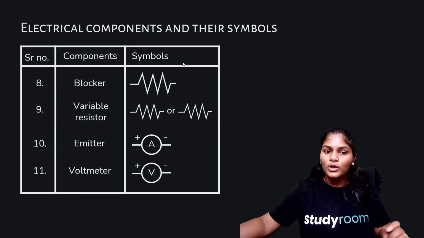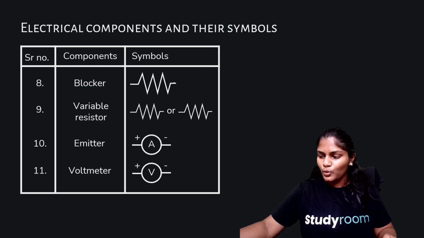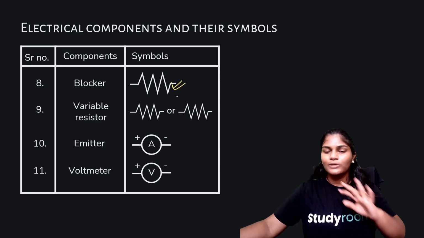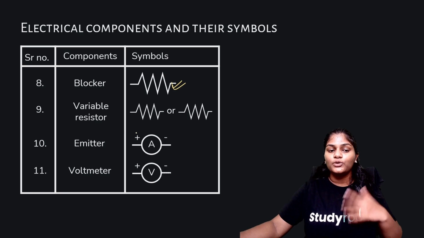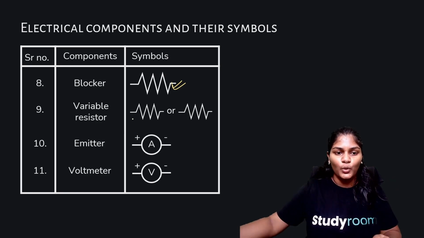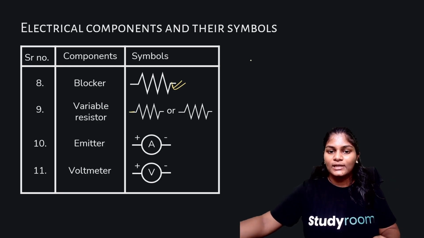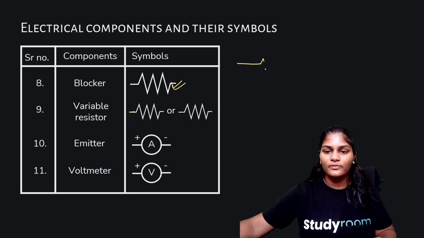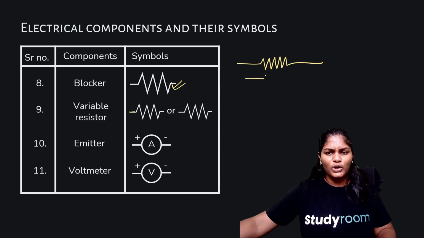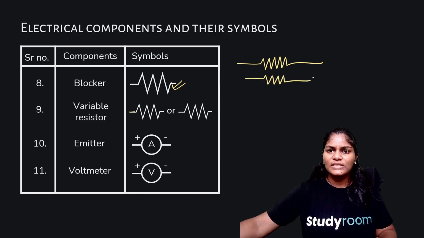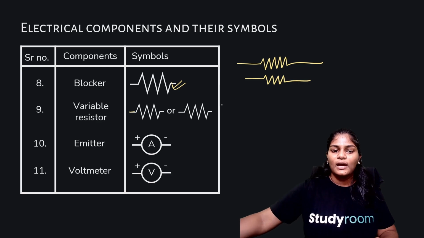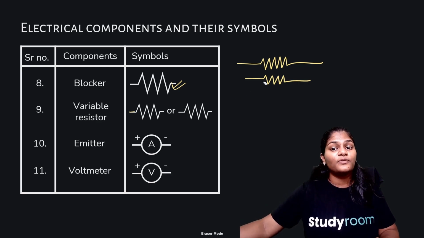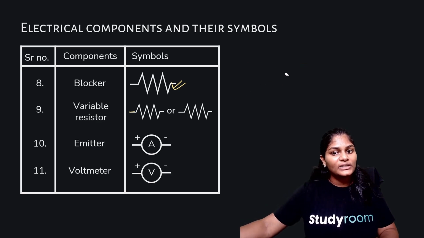Now this blocker, you need not know for your syllabus right now. So I'm not telling you that right now. I'm telling you what you actually have to know, okay? This is how we represent a resistor in a circuit, like 2 or 3 sharp peaks or mountains, and we're done. That's a resistor. Okay, and what is a resistor? How does it work in a circuit? All of that we're going to do in a bit.